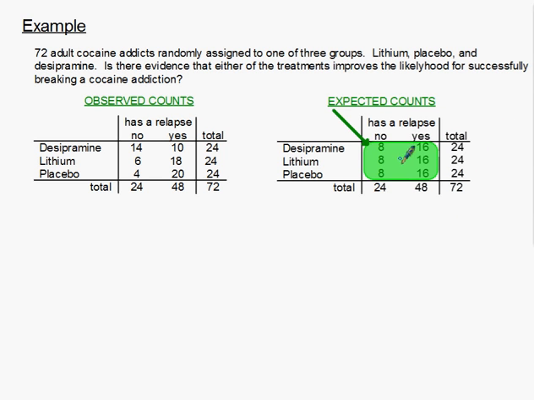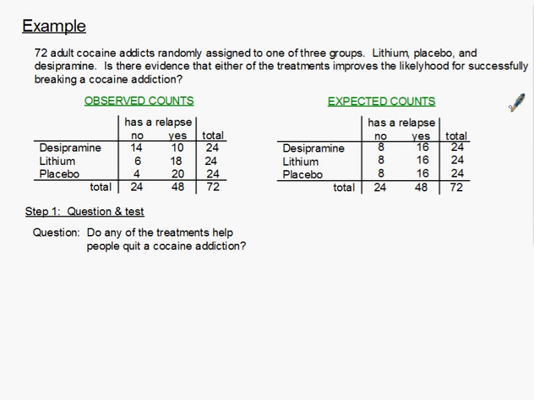Now, those are our expected counts. Those are our observed counts. We can now start the process. Question: do any of these treatments help people quit a cocaine addiction? All right, we have our chi-squared test for homogeneity of populations.